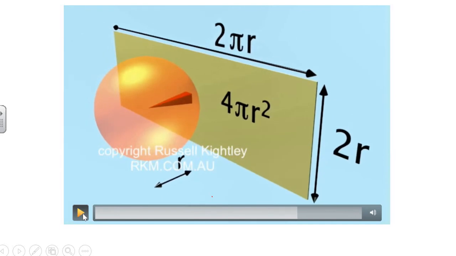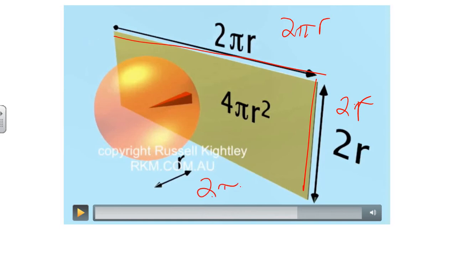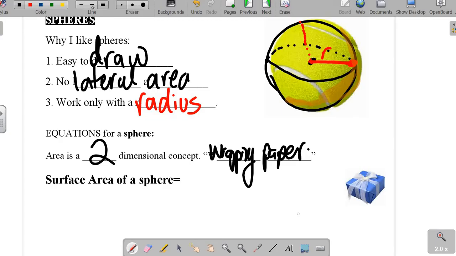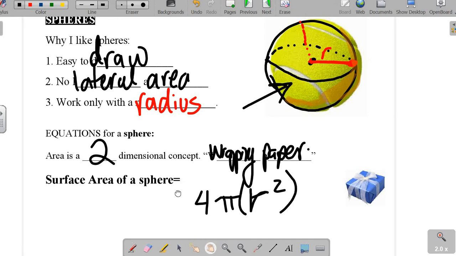So the surface area of a sphere is going to be this length, 2 pi r, times this width, 2 radius. So 2 pi r times 2r is going to be 4 pi r squared. So the surface area of a sphere, which would be like the felt of this tennis ball, is 4 pi r squared. You only square the radius there.